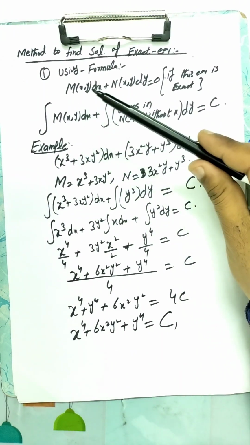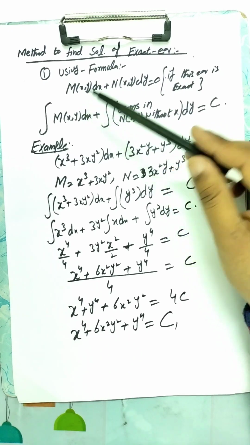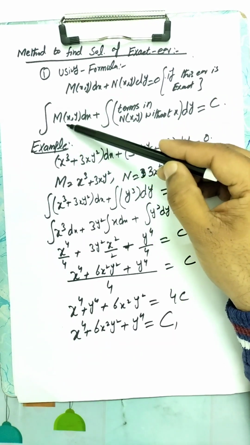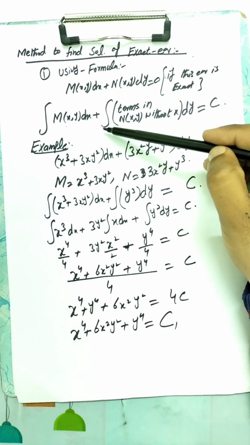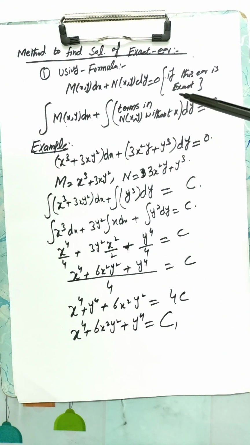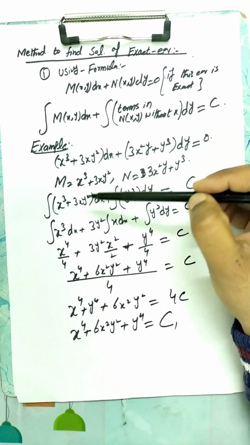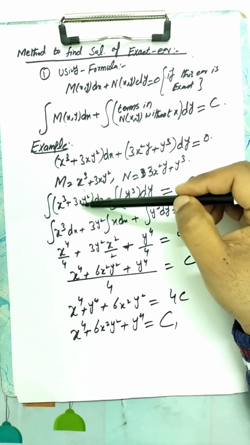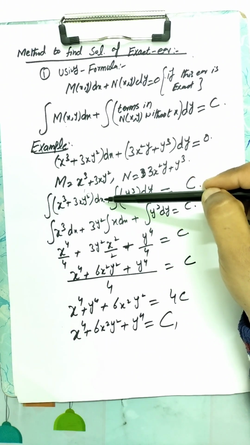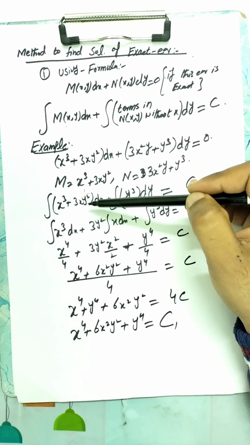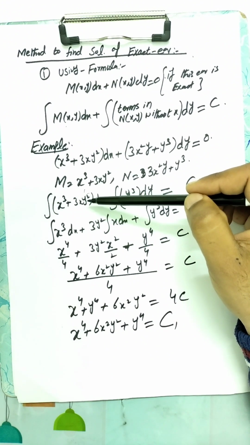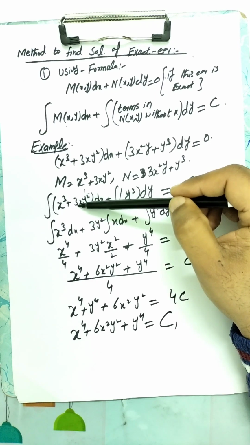We find the solution of this exact differential equation by using the formula, and the formula is very simple. Integrate M with respect to x plus integrate N with respect to y, but we keep in mind we take the terms of N without x, and put this equal to c, and simply integrate partially. No worries about this term y square, because we integrate with respect to x, and y square in here behaves like a constant, like 3 behaves like a constant.